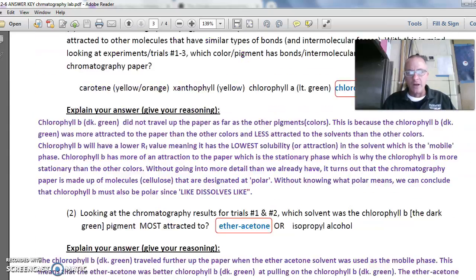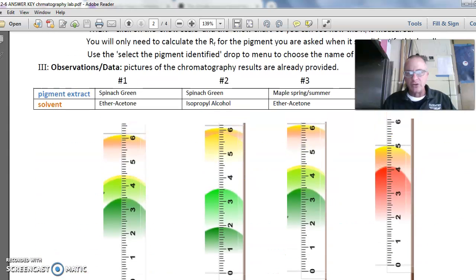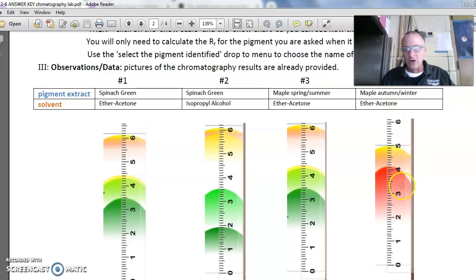So we're now going up to 3 and 4. Here's 3 and 4 right here. This is trial 3. Those are the leaves in the spring and the summer, maple leaves. Here's trial 4, maple leaves in the autumn and winter. Why do they change colors?